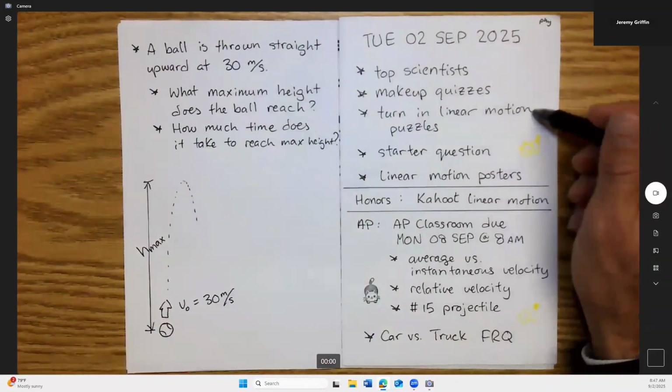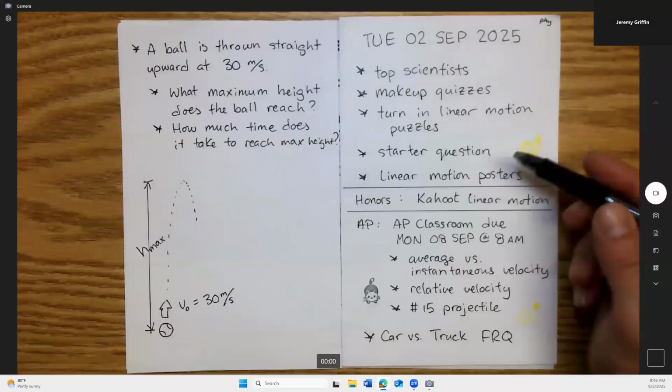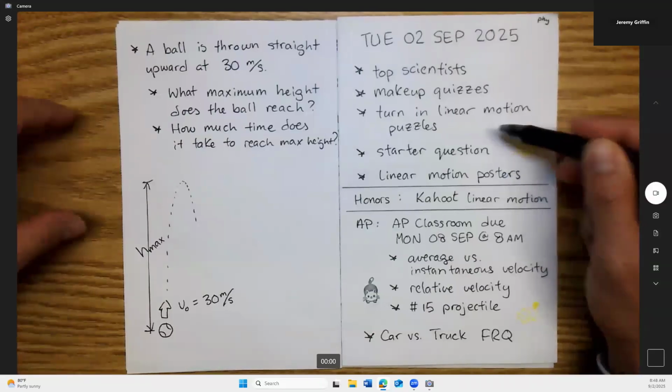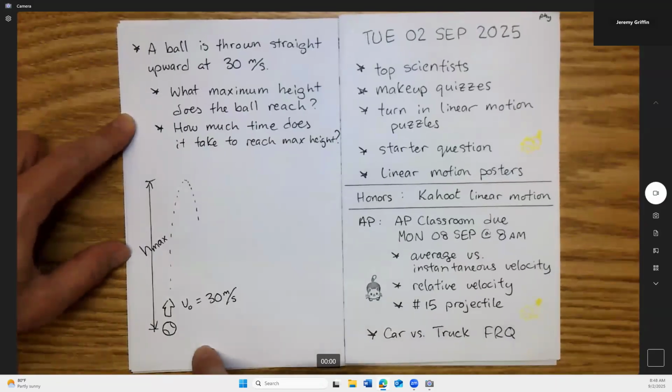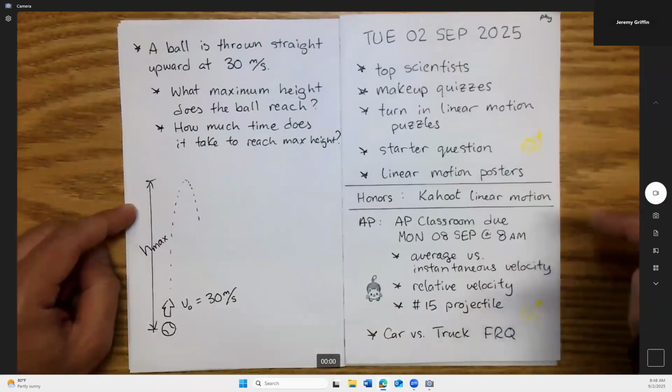Linear motion puzzles. You guys remember last week I gave you those linear motion puzzles? It was a double-sided page. So I'm going to start grading those tonight. I have a starter question here. Actually, I think one of the questions we gave you was pretty similar to this. If you throw a ball straight up, how high does it go? So we'll look at that.